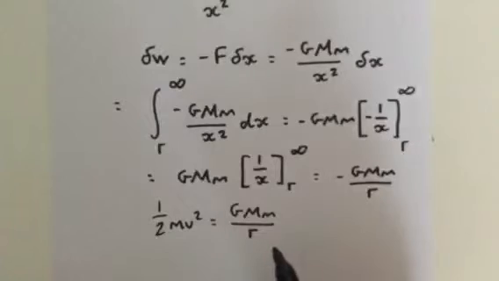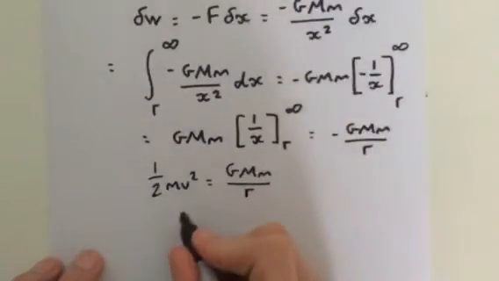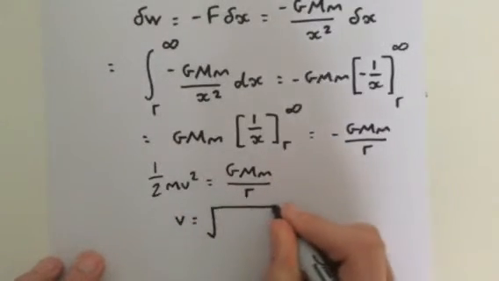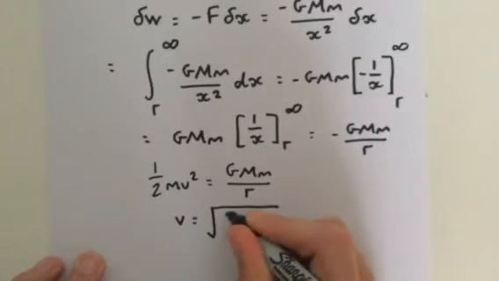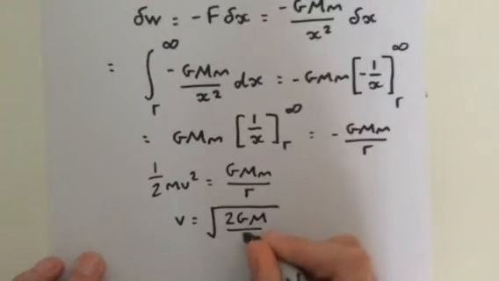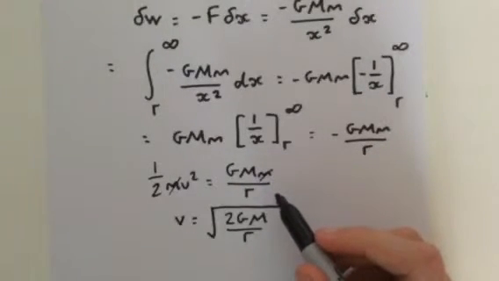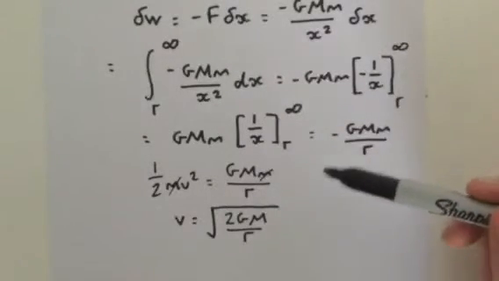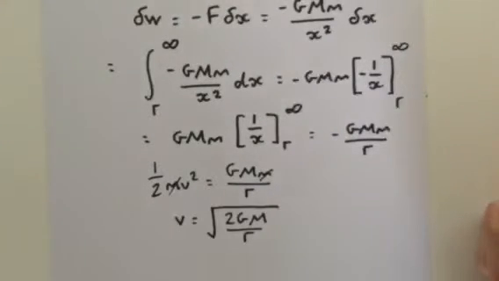We can rearrange the equation to find the velocity. The velocity is going to equal the square root of 2GM divided by r, since the little m's cancel, where little m is the mass of the body. That implies that it doesn't matter what the mass of the body is, it's still going to have the exact same escape speed.